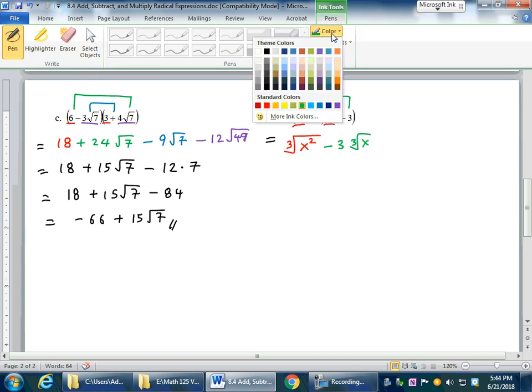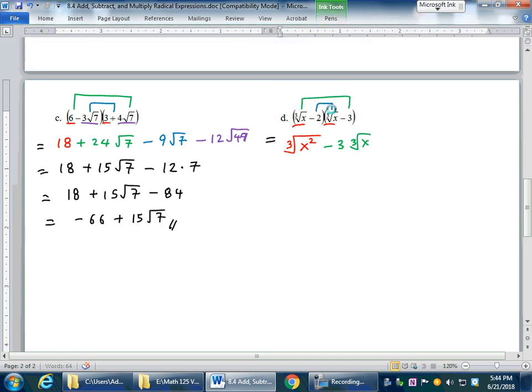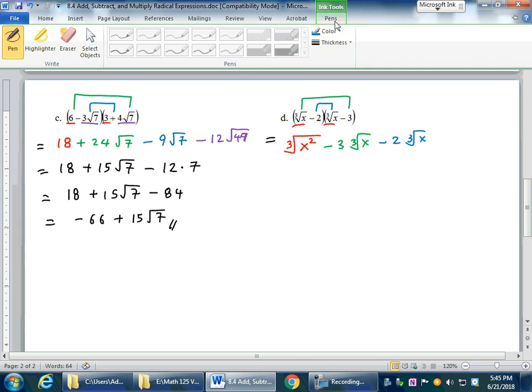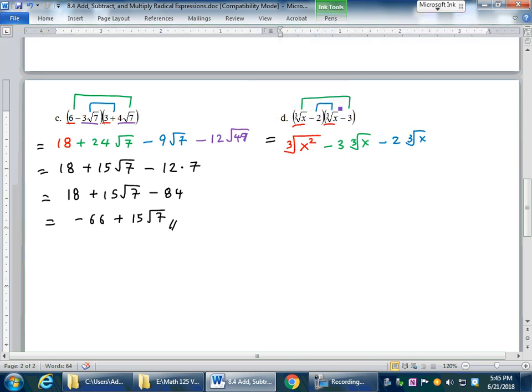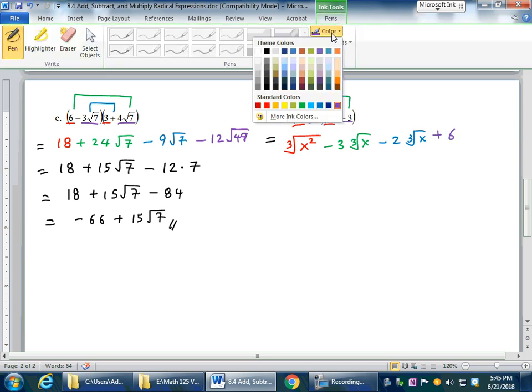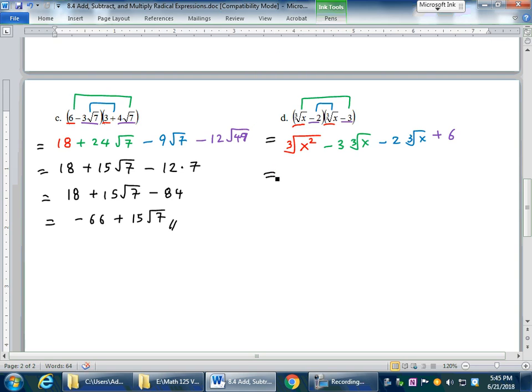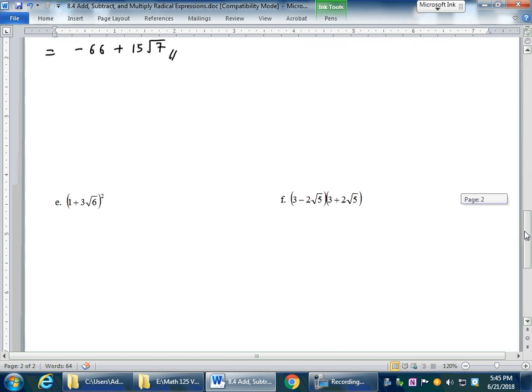Multiplying the inner together, negative 2 times cube root of x will give me minus 2 cube root of x. And when I multiply last two terms together, negative 2 times negative 3, that will become positive 6. So finally, we can simplify this because the middle two terms are like radicals. So it will be cube root of x squared minus 5 cube root of x plus 6. That will be my final answer. Next example.